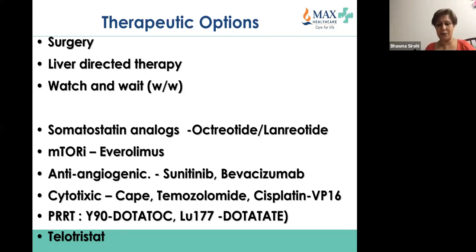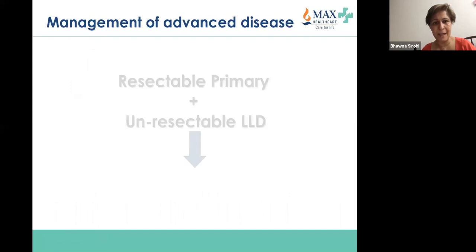PRRT, you have yttrium-90 dotatate or lutetium dotatate, which is currently the standard of care because of a phase 2 study. And then you have telotristat, which I won't discuss because it is not available, but it can be imported for patients who need it for uncontrolled symptoms related to diarrhea, mainly with midgut tumors, which are high serotonin producing.